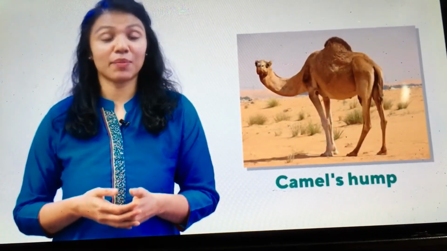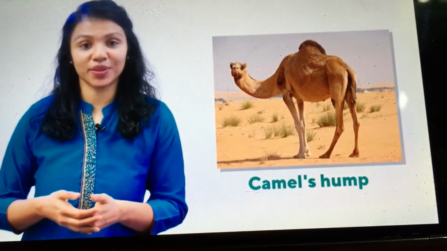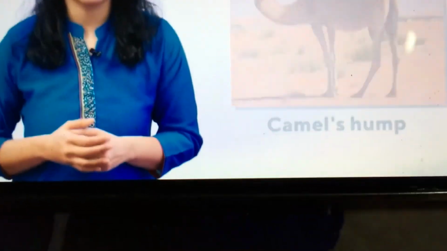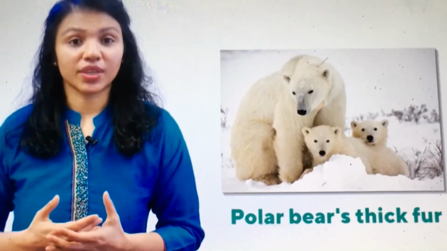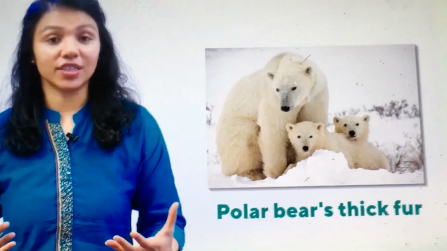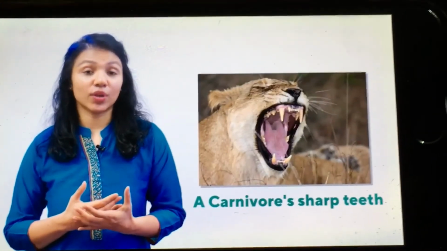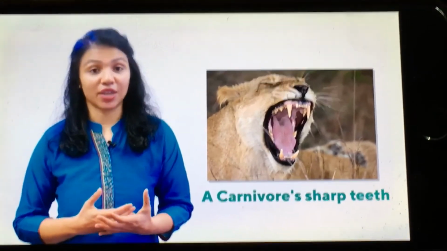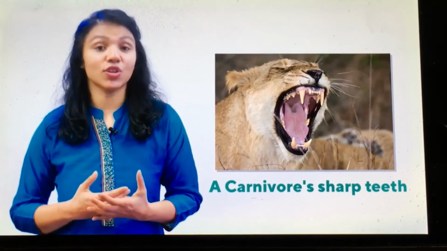I'll give you a few examples. A camel. A camel lives in a hot desert and it has an adaptation called a hump, which stores water and fat. Take a polar bear that lives in a very cold condition in the polar regions. It has very thick fur. Now that is an adaptation a polar bear has. Now let's look at a carnivore, a flesh-eating animal. They have very sharp teeth. Now that's an adaptation that is suiting to that.